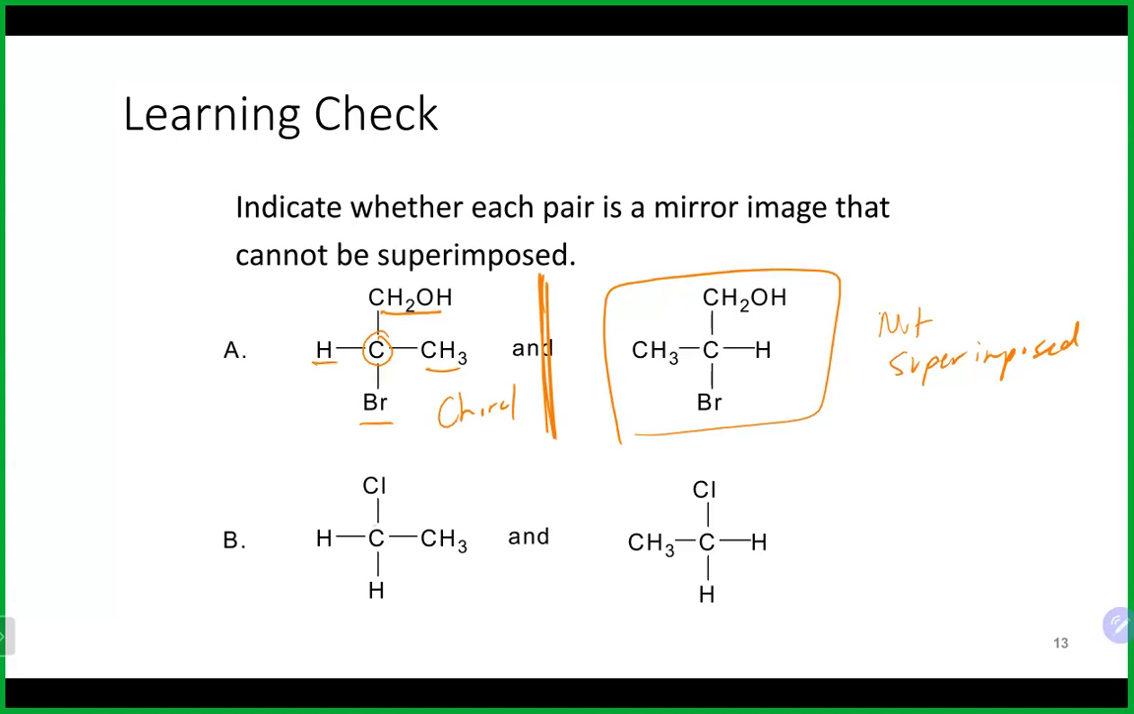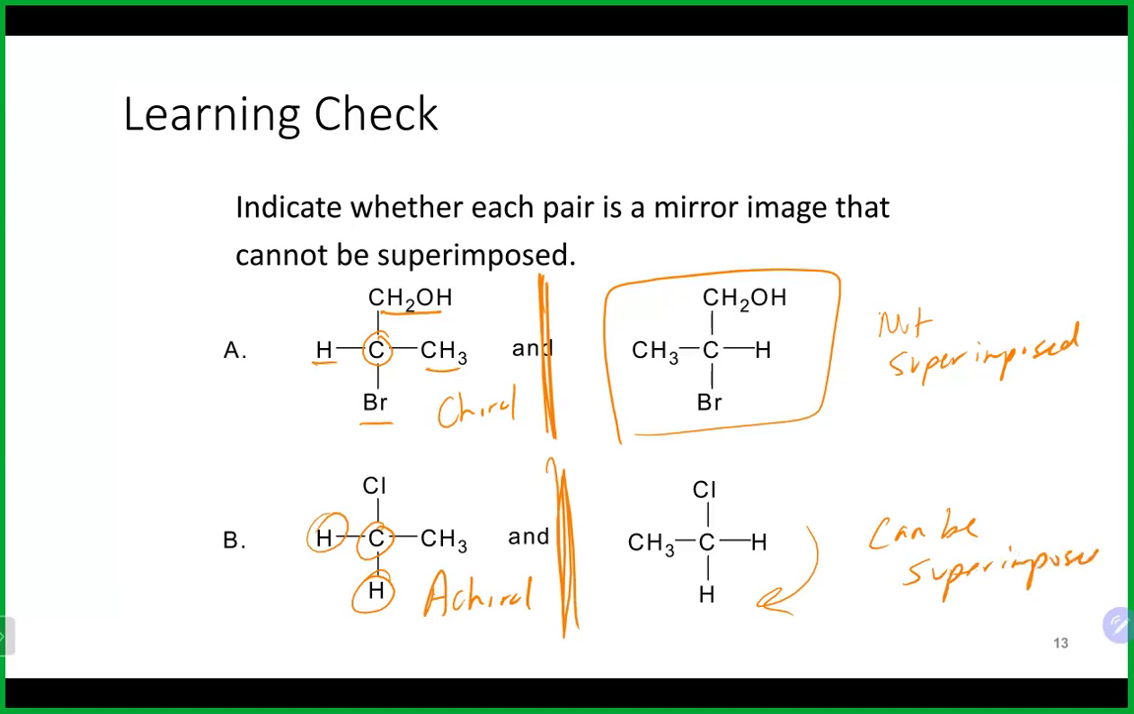The bottom one here, we have an achiral situation happening, right? We got a couple of hydrogens, and that means that actually this mirror image here can superimpose with a little bit of rotation, and you'll be in good shape. I guess it can be superimposed. I'll just answer it that way. Any questions on that there? Yeah.